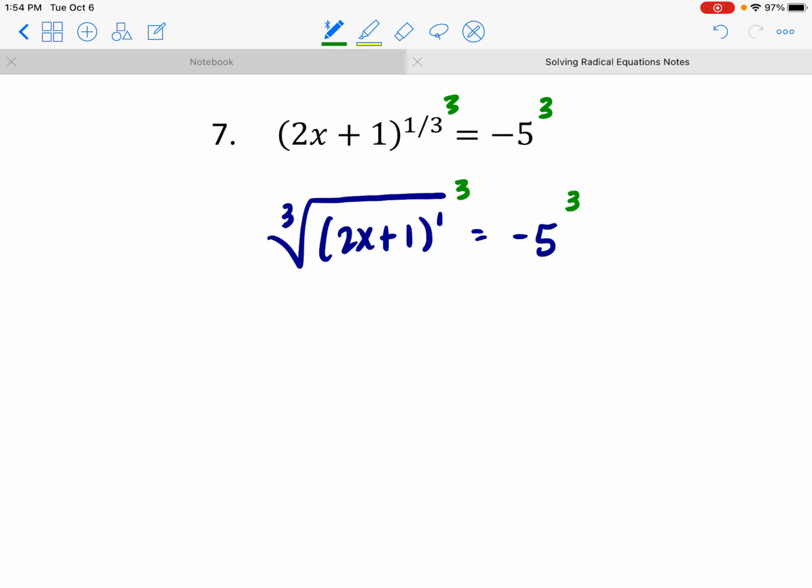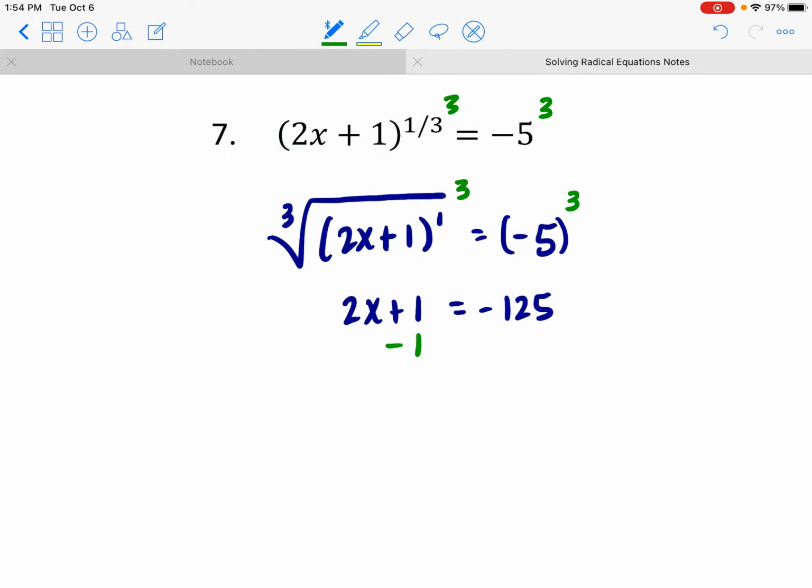Okay? So we cube both sides here. Those cube and cube roots cancel, so the radicand, 2x plus 1, comes down. And I know it was in parentheses to the first power, but that doesn't do anything, so I'm going to get rid of it. And on the other side, we have a negative 5 cubed. So technically it's in parentheses, but it doesn't matter. Negative 5, negative 5, negative 5, either way, is going to give us a negative 125.